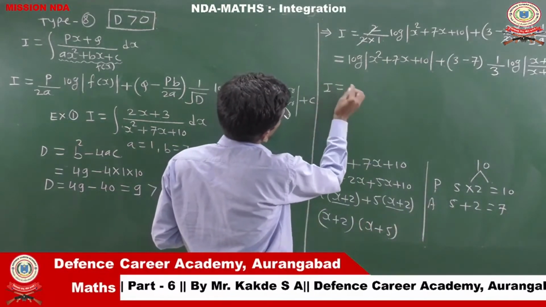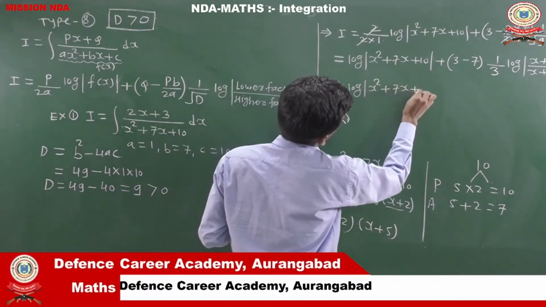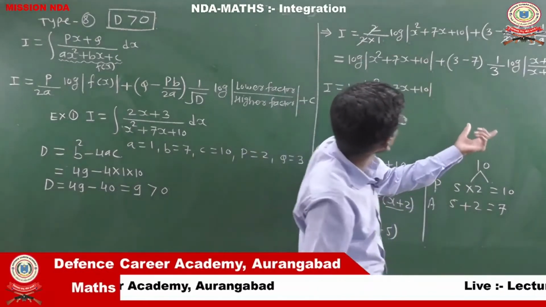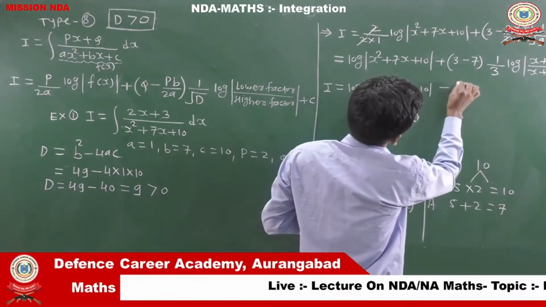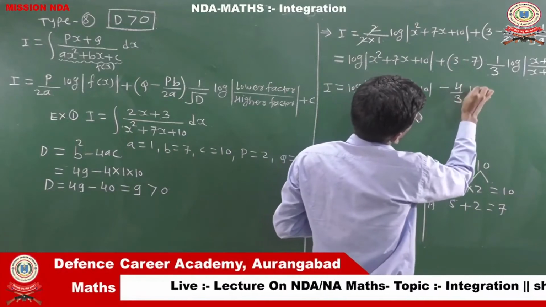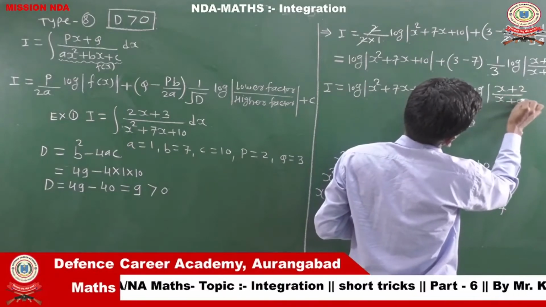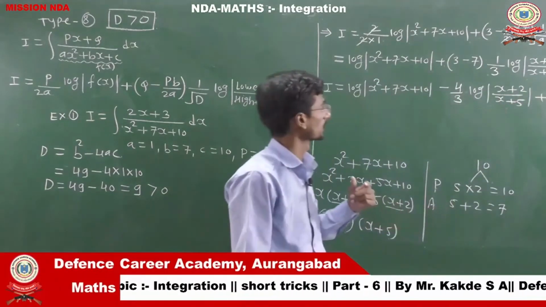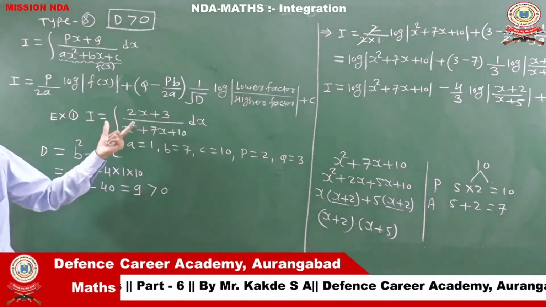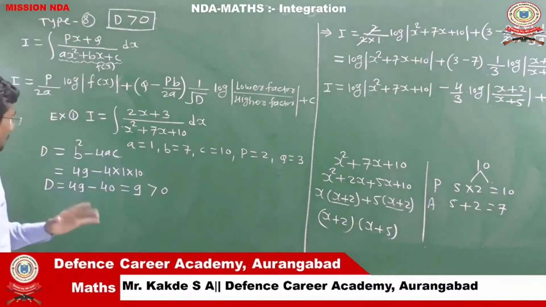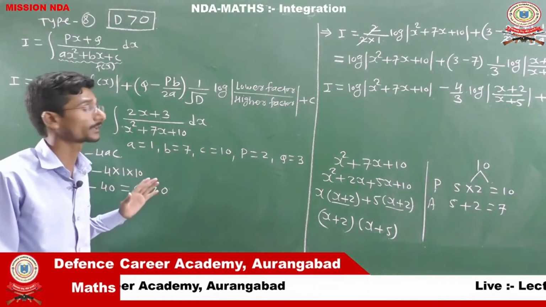So it gives the final answer, that is log of mod of x square plus 7x plus 10. देखो यहाँ कितना आ जाएगा, 3 minus 7, that is minus 4. It gives minus 4 by 3 into log of mod of x plus 2 upon x plus 5 plus integration constant c. This is the answer of this question, that is linear by quadratic form. इसमें important क्या है, first to check that this value of discriminant is greater than 0 or not. Note down this.